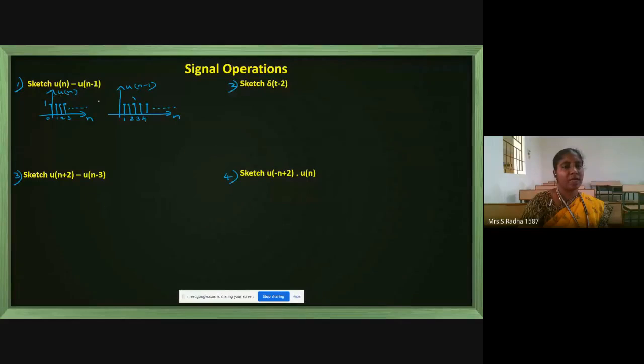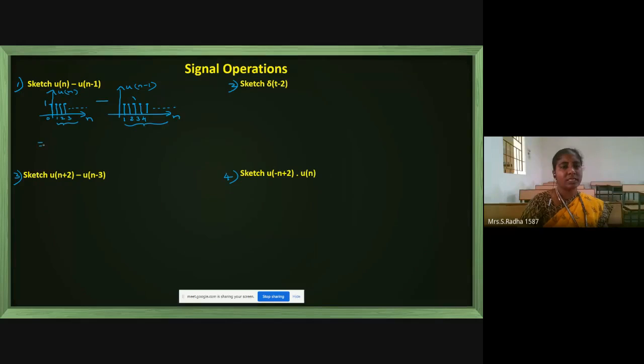Subtract the first signal minus the second signal. If you see all these parameters from 1 to infinite, and here also 1 to infinite, the signal is present. All this will get subtracted. From the second signal, all the pillars will get subtracted with the first signal.